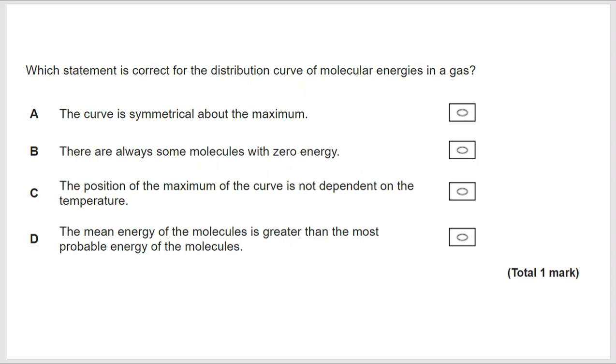And there's a lot to think about here. We are looking at the distribution curve of molecular energies in a gas. Essentially, we're talking about a Maxwell-Boltzmann distribution curve. So I'm going to take one of them off the table straight away. B, there are always some molecules with zero energy. There is a very clear statement that you need to remember that no particles have no energy, and that's why your Maxwell-Boltzmann distribution curve must go through the origin.